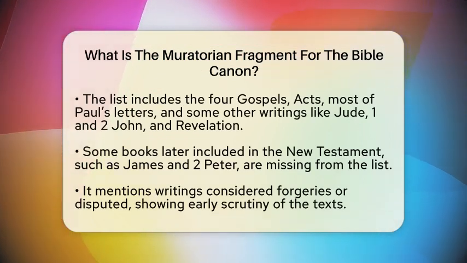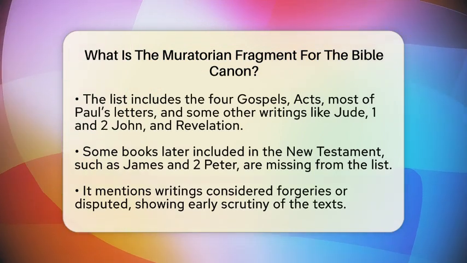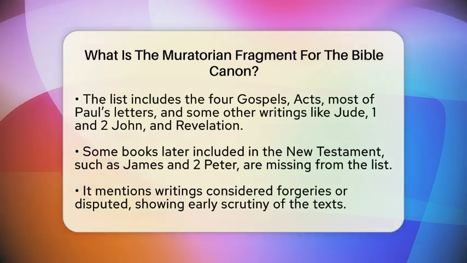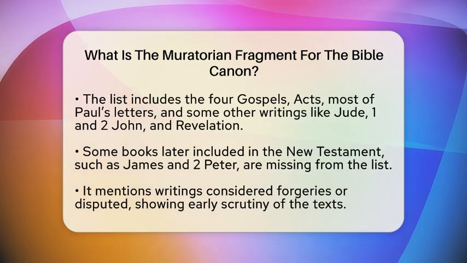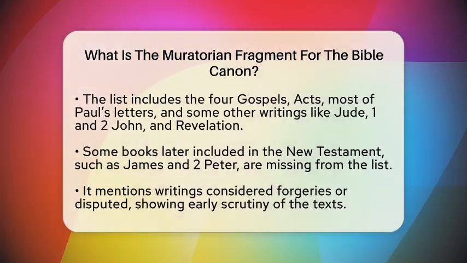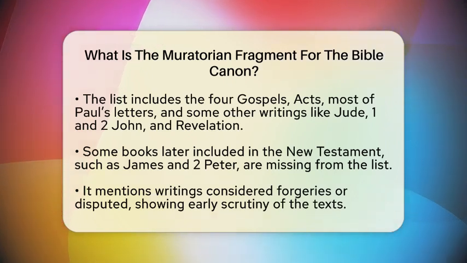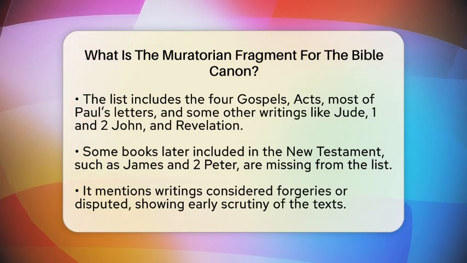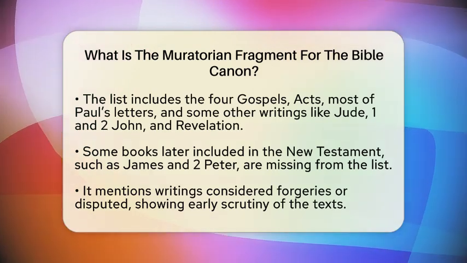Back then, there was no single, official New Testament collection. Different Christian groups recognized different writings, and some books were debated. The Muratorian Fragment shows how early Christians were trying to decide which writings were truly inspired by God and useful for teaching. It includes the 4 Gospels, although Matthew might be missing from a part of the list.